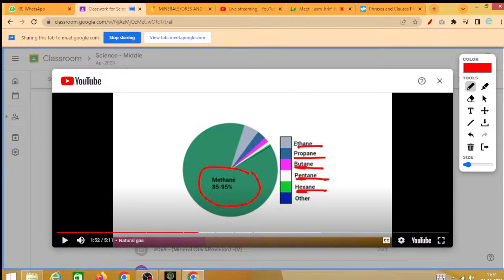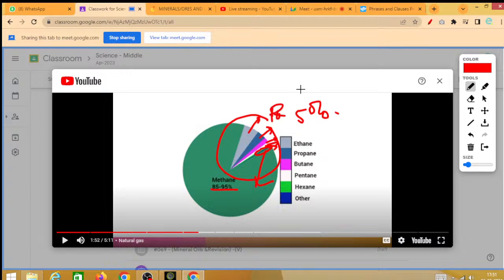Methane is the main component of the natural gas. Okay? And then there are other ones in small percentages. After methane we have slightly more ethane, then propane is lesser, butane even lesser, pentane is even lesser, hexane is very little, then other gases a very, very minor part. Because all these are distributed in 5 to 10% only, since 85 to 95% is anyway methane.